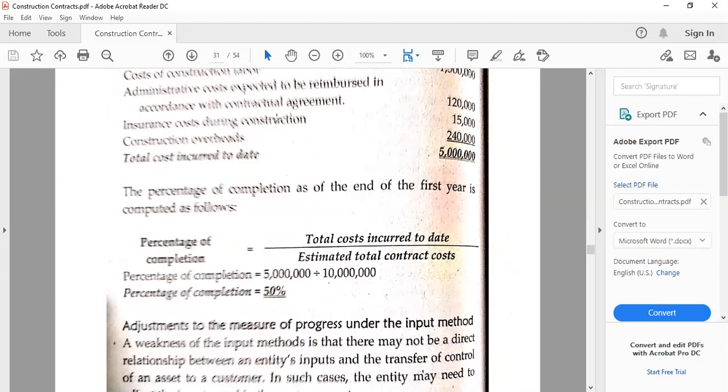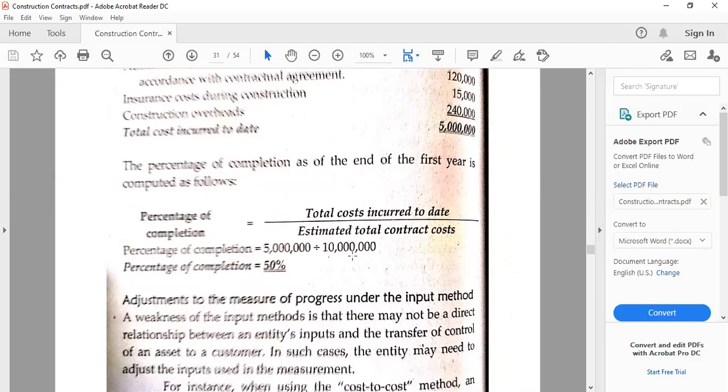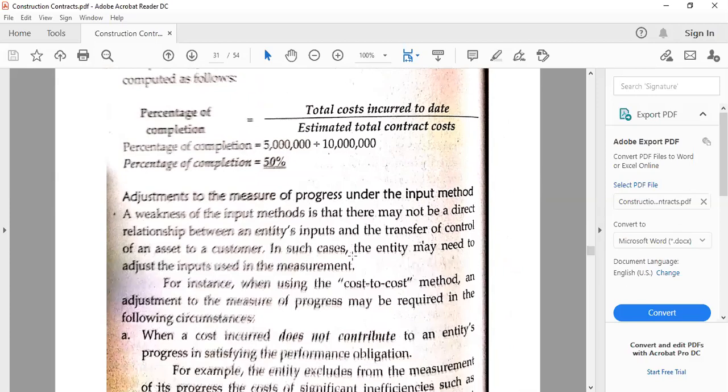So we now simplify with our formula, percentage of completion. So 5 million total incurred costs, or costs incurred to date, divided by estimated total contract cost. So that is equivalent to 50%.